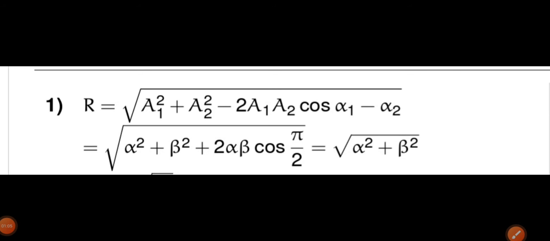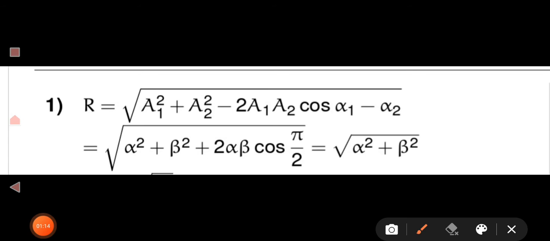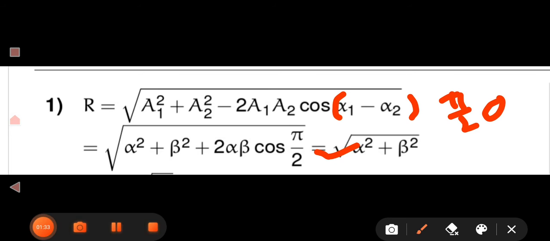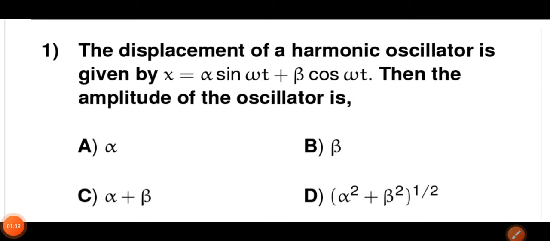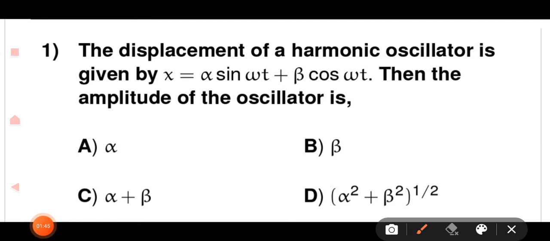Friends, as I have told you, the formula is R is equal to under root a1 square plus a2 square minus twice a1 a2 cos of phi, where the phase angle we have to take is pi by 2. As we know, cos of pi by 2 is 0, so our final answer is the root of alpha square plus beta square. So the answer for question number one is option D, that is alpha square plus beta square raised to half.